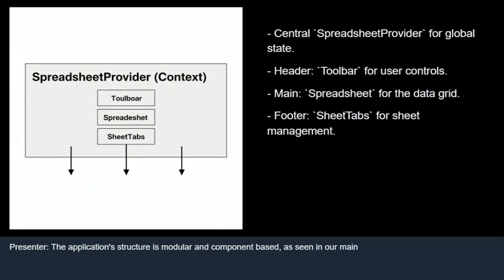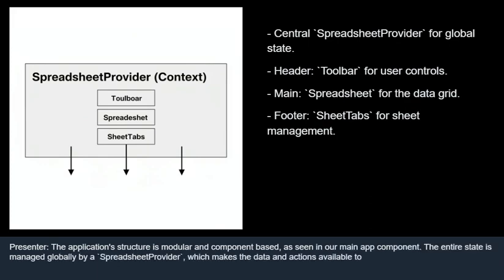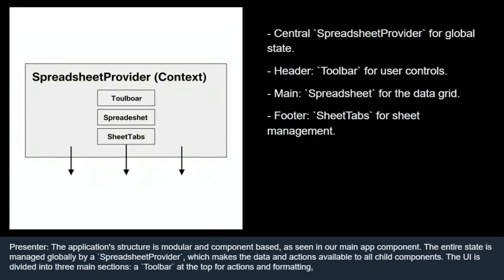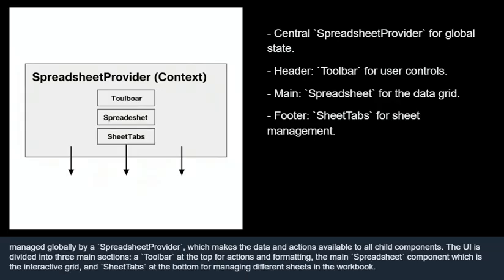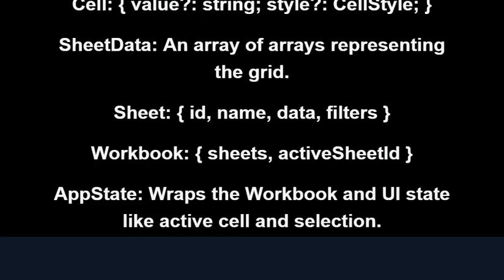The application structure is modular and component-based, as seen in our main app component. The entire state is managed globally by a spreadsheet provider, which makes the data and actions available to all child components. The UI is divided into three main sections: a toolbar at the top for actions and formatting, the main spreadsheet component, which is the interactive grid, and sheet tabs at the bottom for managing different sheets in the workbook.